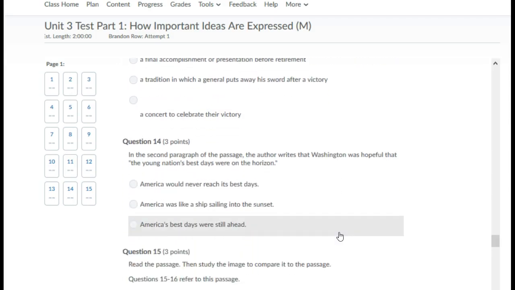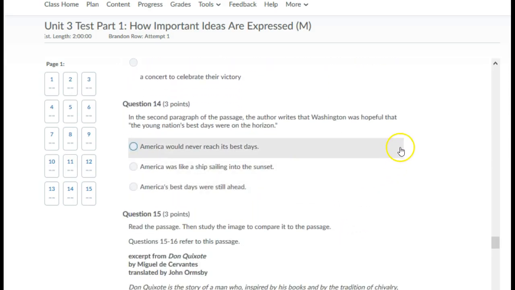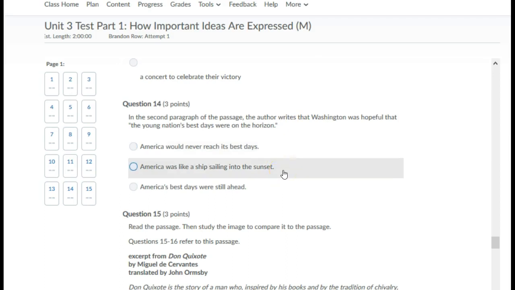Question 14. In the second paragraph of the passage, the author writes that Washington was hopeful that the young nation's best days were on the horizon. America would never reach its best days. America was like a ship sailing into the sunset.